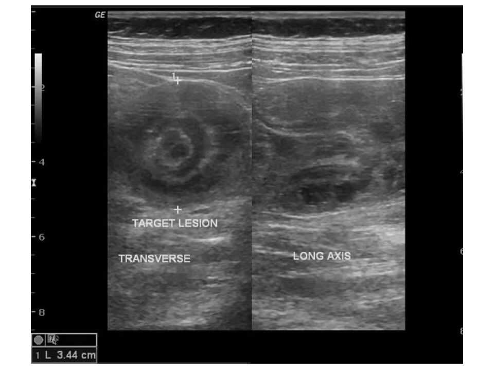These are samples of the target sign. You see it like a target with different rings: the first ring, the second ring, and then the third ring. This is a sagittal view. It looks like a sandwich, okay?